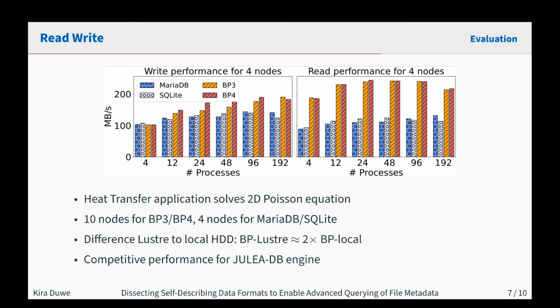And to get a rough estimate of the performance difference between the node local storage and Lustre, we used BP3 and BP4 to write to one compute node and also to Lustre. And Lustre achieved at maximum double the performance of the local storage. So, using our setup, we cannot directly compare the performance of the engines. However, taking the hardware differences into account, we see that our engine is competitive to the native ADIOS2 engines.